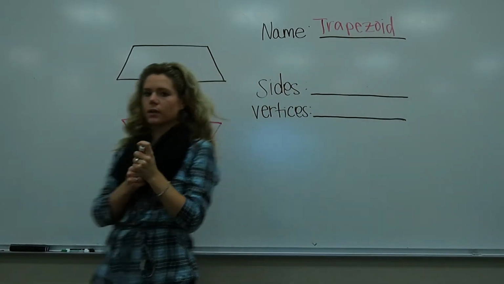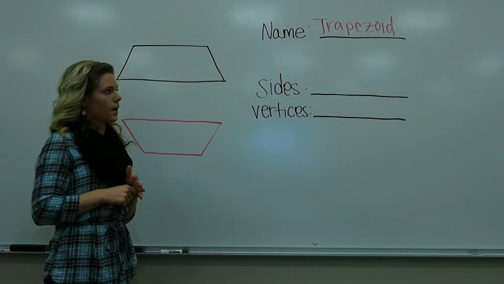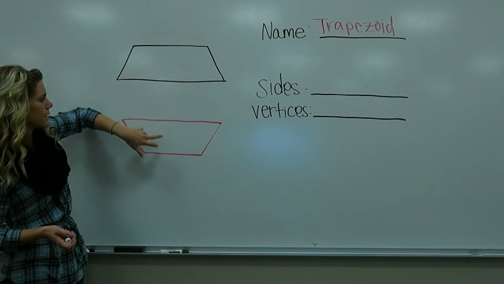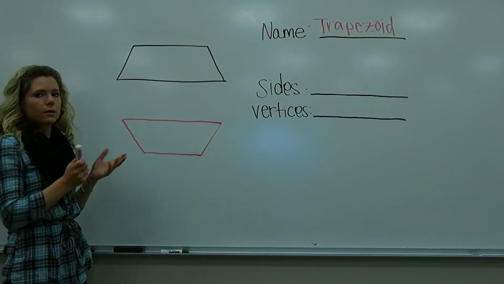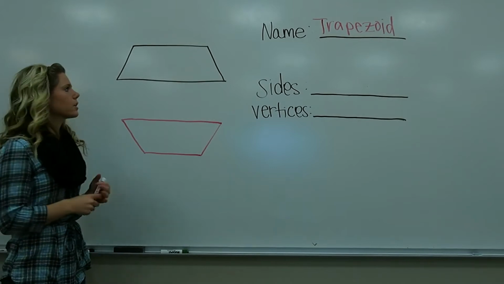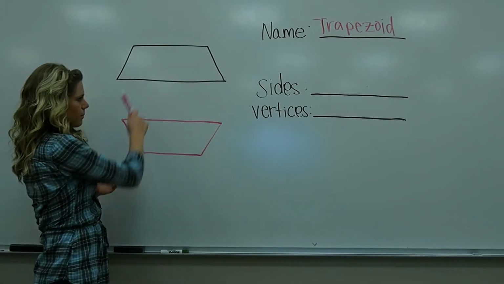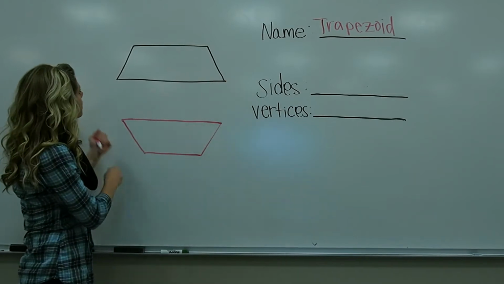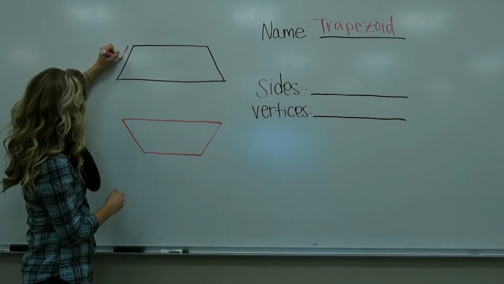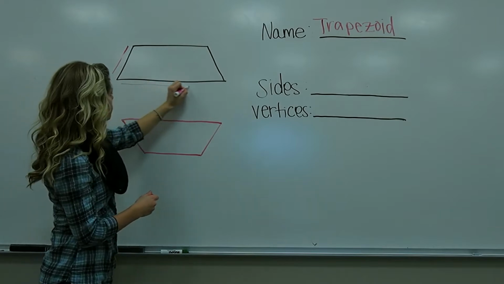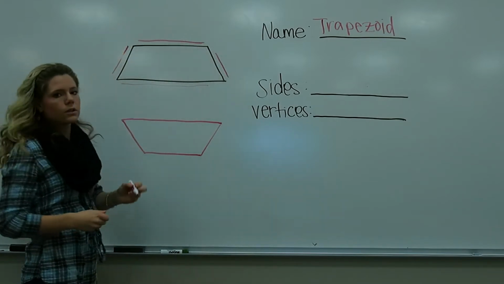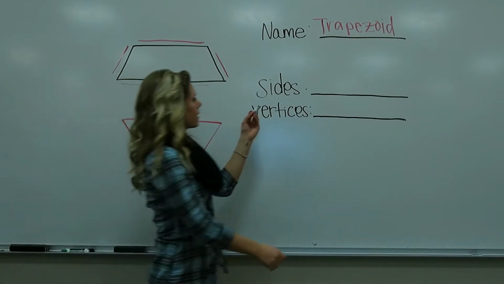And for a trapezoid, just like Miss Daniels said, it can be flipped like this, and it's still a trapezoid. And it can be smaller and it can be larger, but if it looks like this, it is a trapezoid. So to start, let's count our number of sides. So we have 1 straight line, 2, 3, and 4. So we have 4 sides.